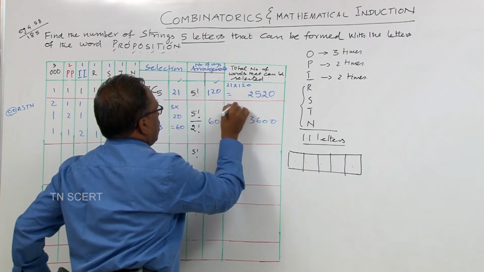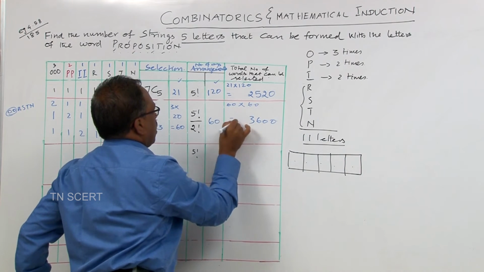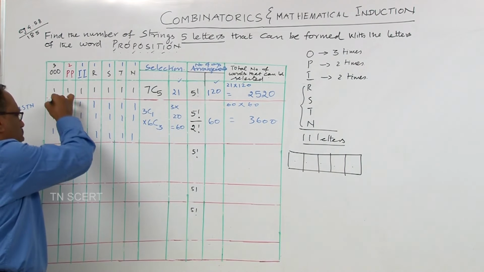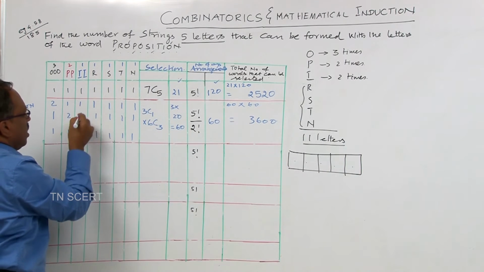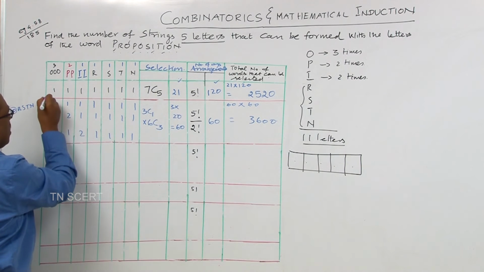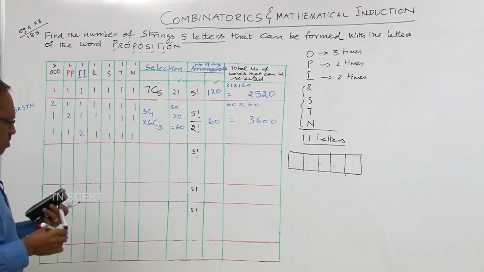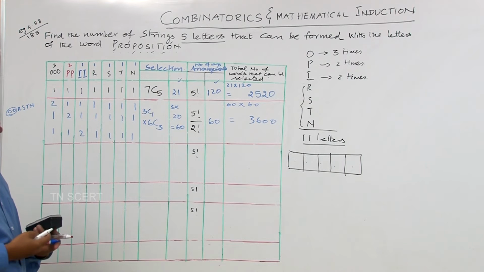So 60 into 60, this is the answer here. Now it is a combination of 2-letter words. Only this case is a peculiar case. This particular case, remember that. In the same way, the third case I would like to choose.